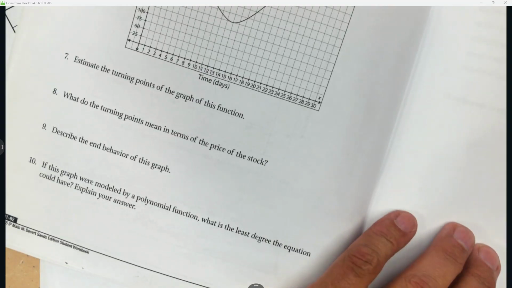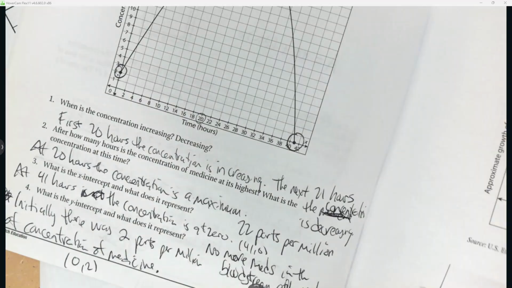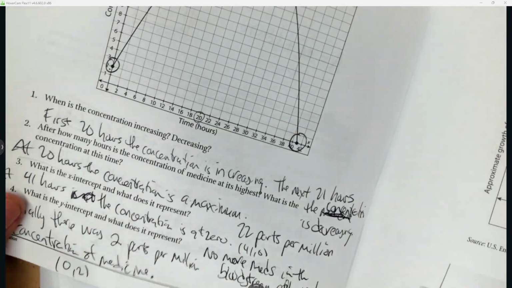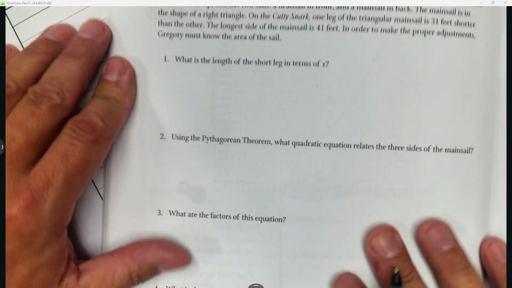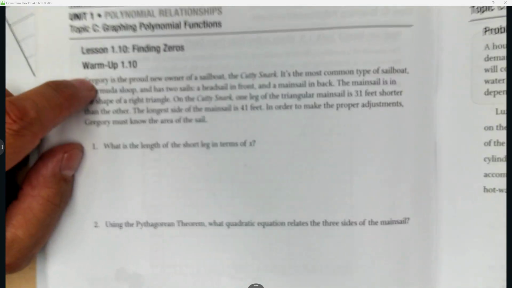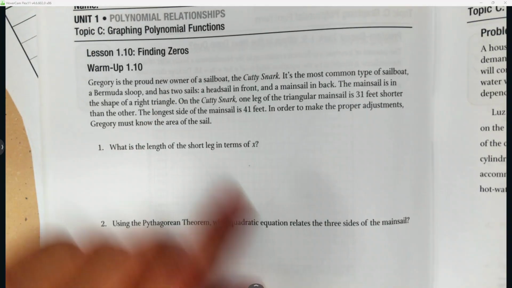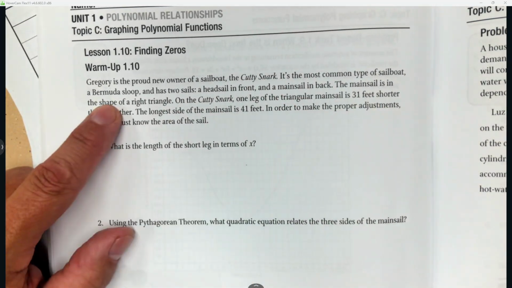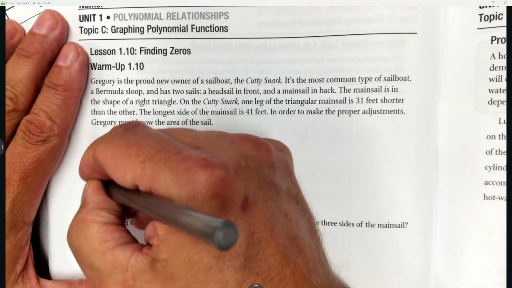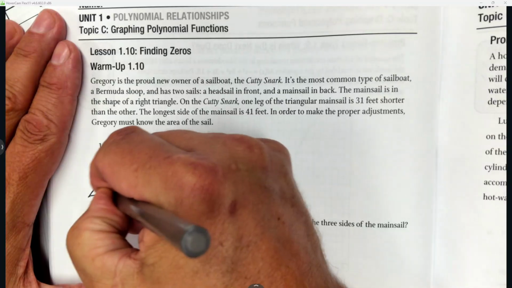This one or this one? So I did 101, 102. One more, 106. Okay. So it says Gregory is the proud new owner of a sailboat. And there are two sails, a head sail and a main sail in the back. The main sail is in the shape of a right triangle. So I'm just going to draw that. So here's my sail as a right triangle.